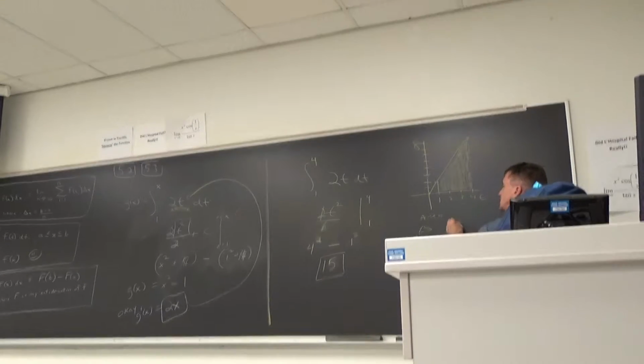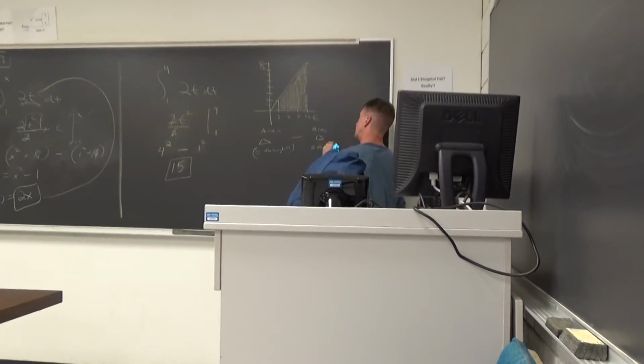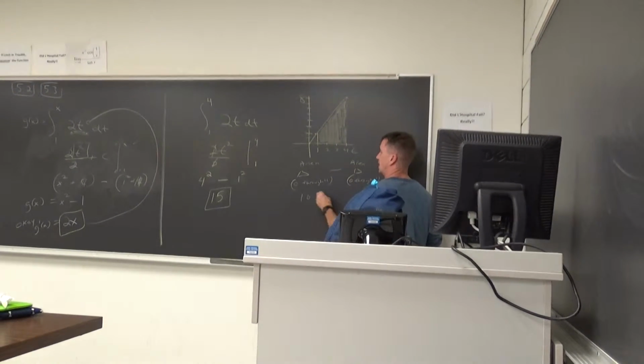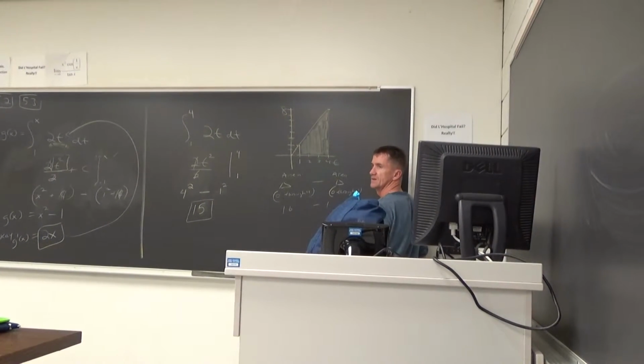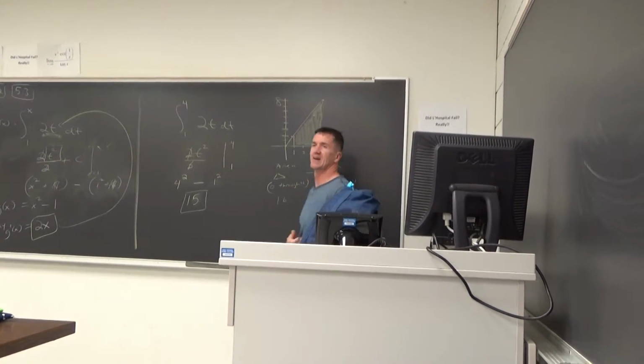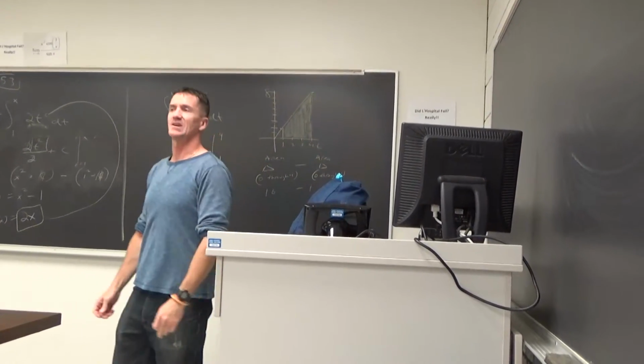Subtract out the area of the triangle from 0 to 1. In that image, we're getting 16 minus 1, which is 15. But if you wanted to check it another way, you could ask what the area is.